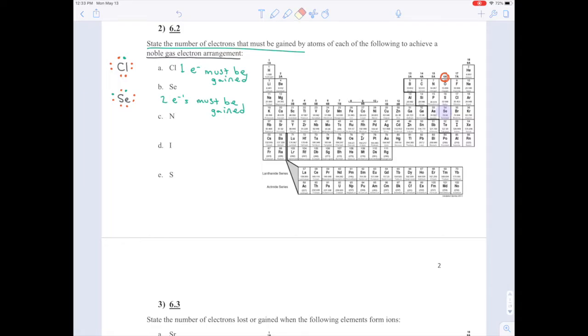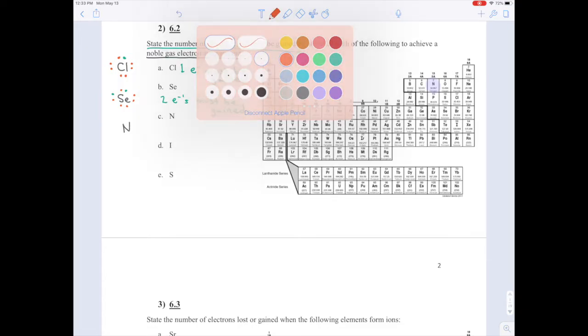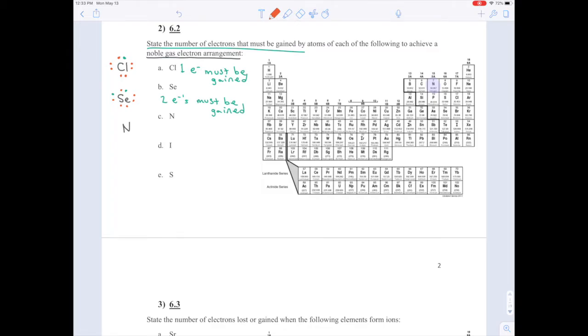Okay, let's try nitrogen. Nitrogen is in the top right of the periodic table. To draw the Lewis symbol for that, you draw the capital N, which represents the nucleus and all the inner electrons. Because nitrogen is in group 5A, it has 5 valence electrons. I'm going to put 1 on each side before I start pairing them. Now I have 1 on each side, so I can start pairing them, and there are 5 electrons. In order to have all paired electrons, I just need to add 1, 2, 3. So 3 electrons must be gained by nitrogen in order for it to have all paired electrons like the noble gases. In other words, in order for it to have a noble gas electron arrangement.